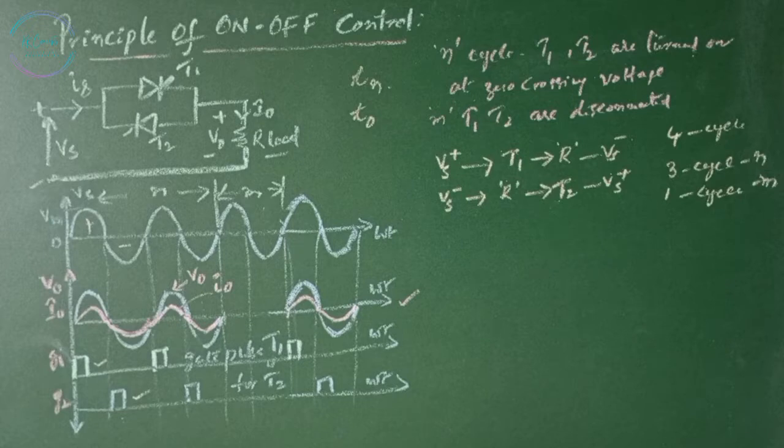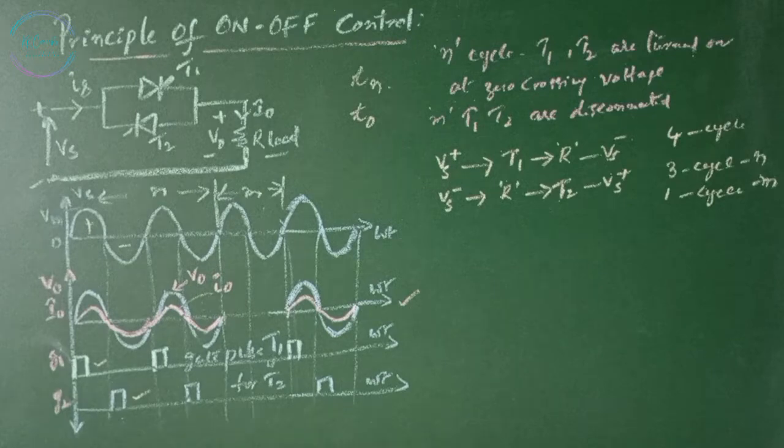This type of control is applied in applications which have high mechanical inertia and high thermal time constant, like industrial heating and speed control. Due to zero voltage and zero current switching of the thyristor, the harmonics generated by the switching action are reduced.